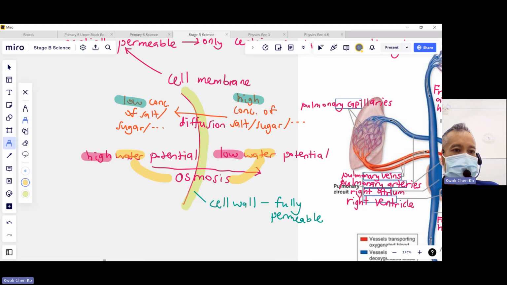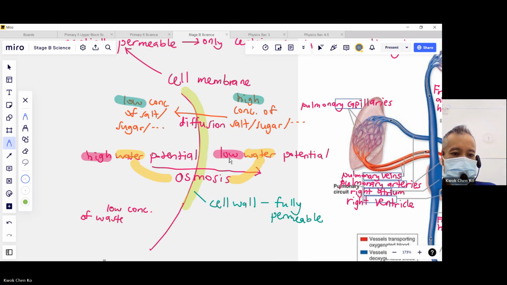Let's say you have this situation. Let me extend this part. Let's say I have a low concentration here, of a certain waste product, unwanted product. But outside the cell is a high concentration of that same waste product.